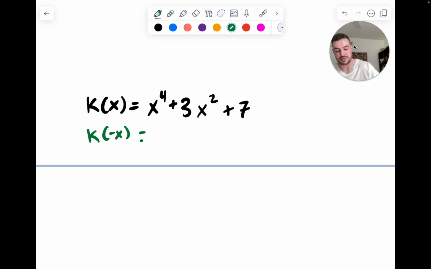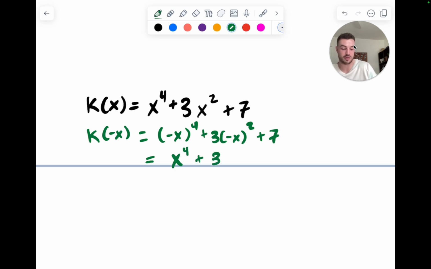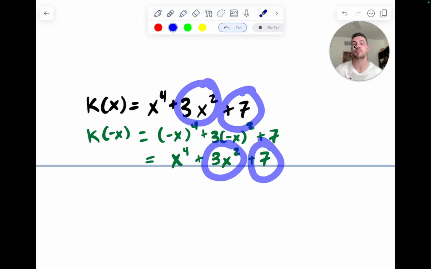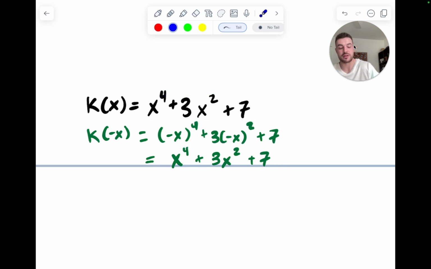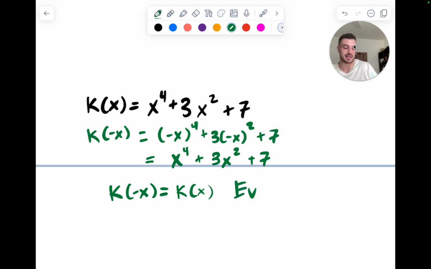So I'm going to go ahead and start plugging it in. I've got negative x to the fourth power plus 3 times negative x squared plus 7. Well, I end up with a negative to an even power is just a positive. For each of these, same value, same value, same, and then I didn't do anything to that constant at the end. So this is the exact same function that I started with, so that tells me that I got this definition working for me, which means this is an even function.